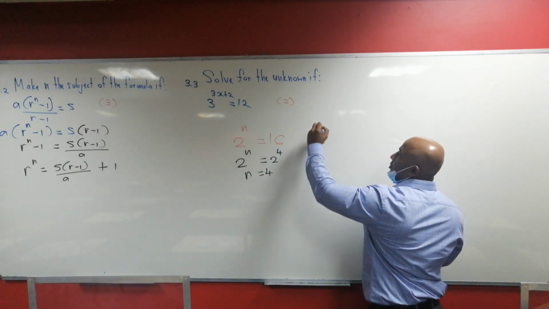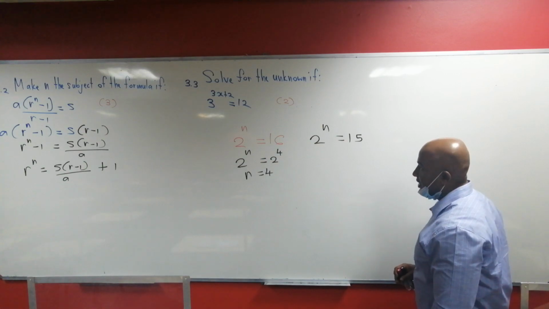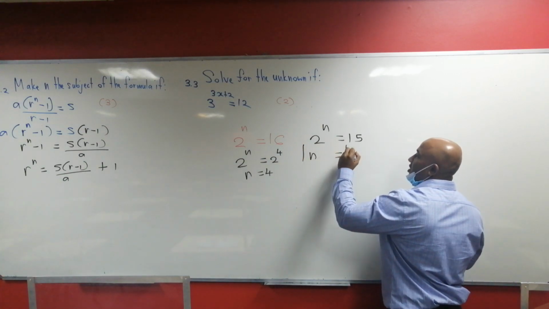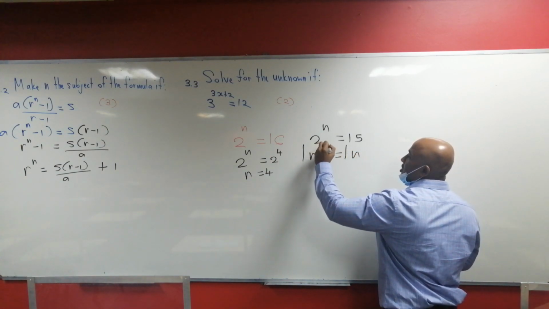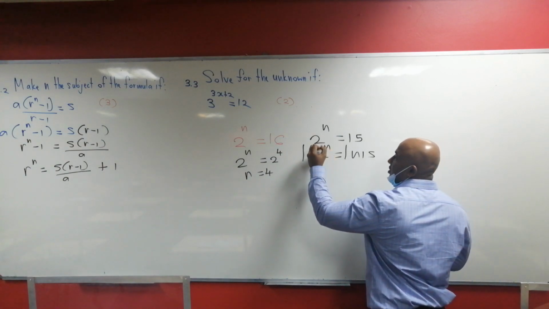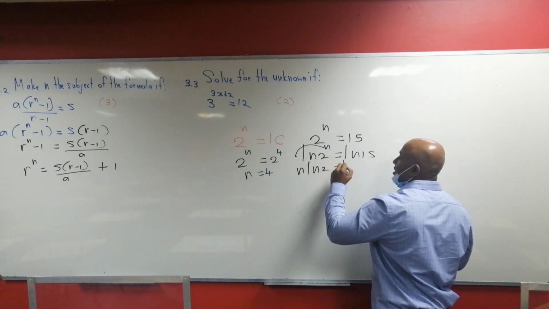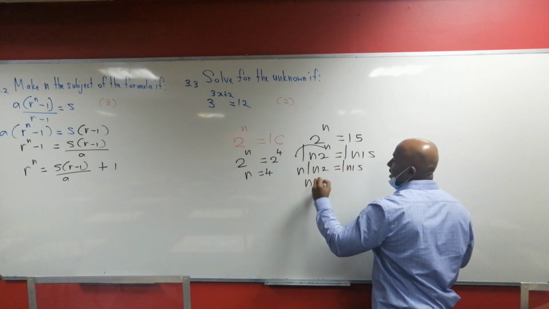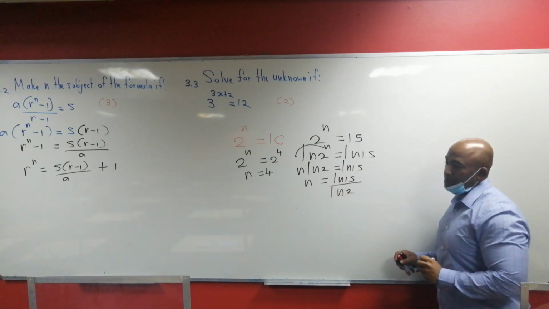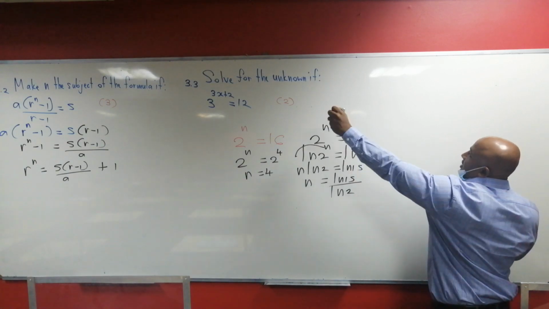So if I have 2 to the power n is equal to 15, then I can introduce logs or natural logs on both sides. I'm going to go ln of 2 to the power n is equal to ln of 15. Then from my log laws, I'm going to bring down my exponent n, so that's n ln 2 is equal to ln 15. So n is equal to ln 15 all divided by ln 2. Right, so you must be able to use your log laws.